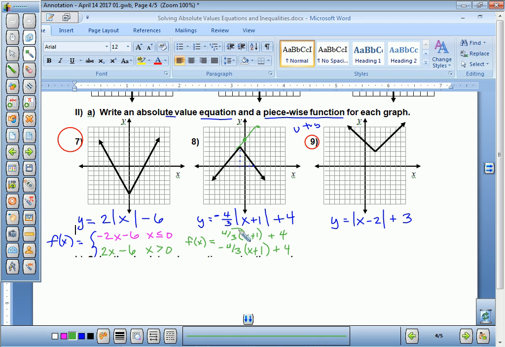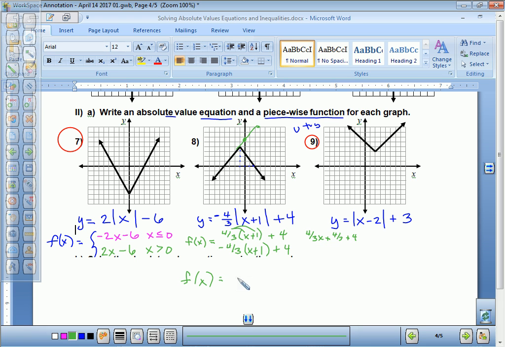Okay, so here we're going to distribute, and what we get is 4/3 x plus 4/3 plus 4. So this is f of x equals 4/3 x plus, this is 1 1/3, so that would be 5 1/3. Does it look like it kind of crosses a little bit above 5? Yeah. And so that's for x values that are less than or equal to, what is the x value right there?